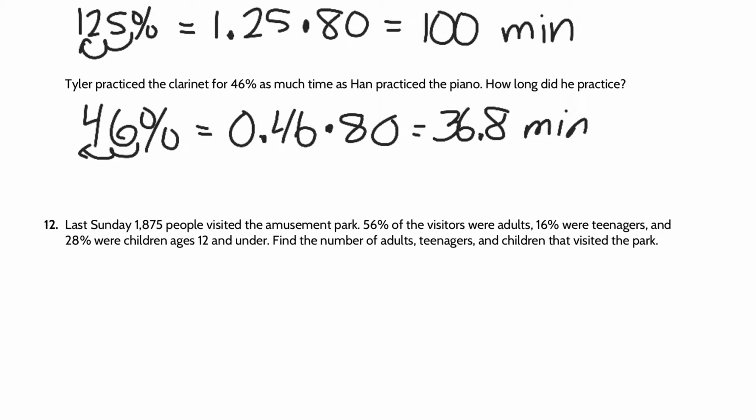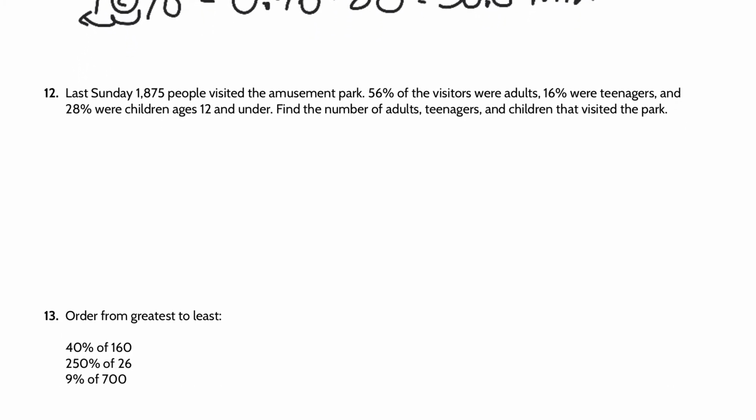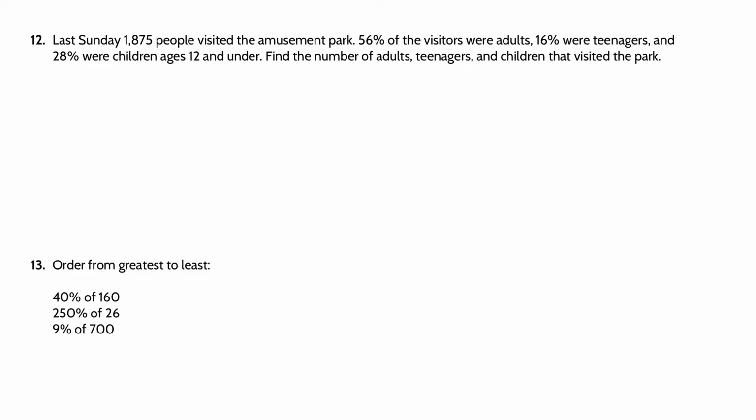Continuing on now. Question 12. Last Saturday, 1,875 people visited the amusement park. 56% of the visitors were adults, 16% were teenagers, and 28% were children ages 12 and under. Find the number of adults, teens, and children that visited the park. Well, I'm going to set up a table, but simply to organize the work here, okay? Let's go with people.